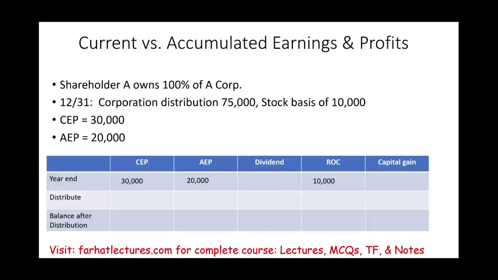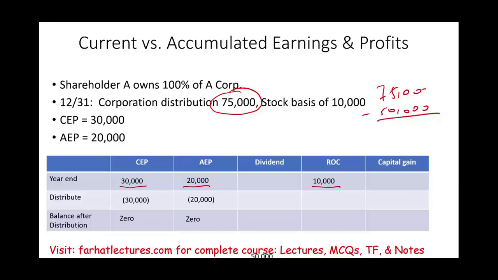In this example, we have CEP of 30,000, AEP of 20,000, and we have ROC basis of 10,000. We made a distribution of 75,000. Of the 75,000, 30,000 will be absorbed as CEP as dividend, 20,000 will be absorbed as AEP also a dividend, and the balance for both of these will be zero because we use them up. Now of the 75,000 that we distributed, 50,000 is considered dividend. What remains is 25. Out of the 25, 10,000 will be absorbed to return of capital to the basis, and the basis is zero. And anything remaining, which is 15,000, is considered capital gain.